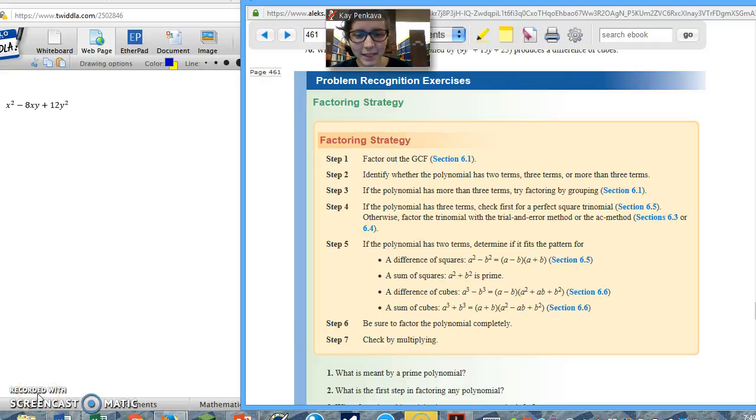Hi, today I'm going to answer a question that was on the forum. So the question was, x squared minus 8xy plus 12y squared, and how do you factor it? So first I'm going to go through something from the book.